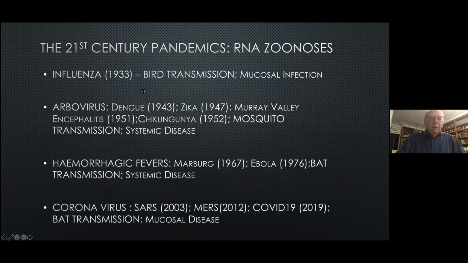Influenza never went away. We identified it as a virus in 1933. We know it's a zoonosis transmitted from birds, and it's a mucosal infection. And that's very important because that's a superficial infection where the infection doesn't get past, in most instances, the actual lining tissue of the airways.